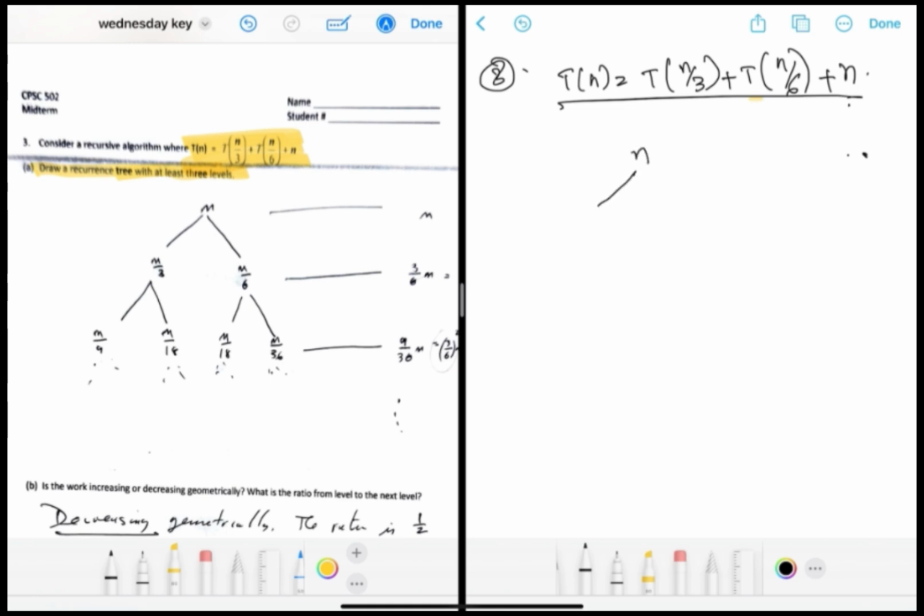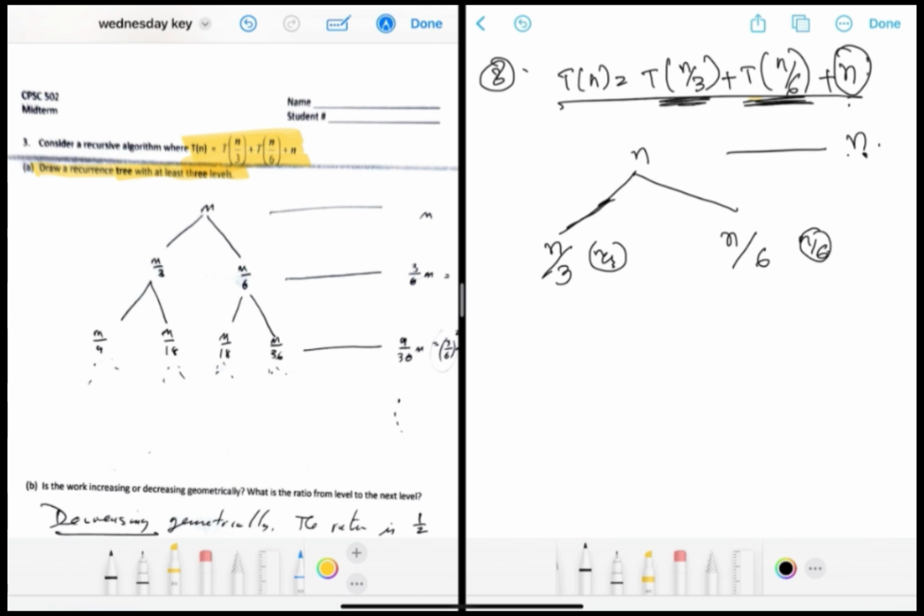So it is going to be going into two recursive branches. One is T of n by 3, the other one is T of n by 6. So the problem size is going to be divided into n by 3, and here it is going to be n by 6. And the work done at level 0 is n. So here the work done is n, and here the work done is going to be n by 3, and n by 6.